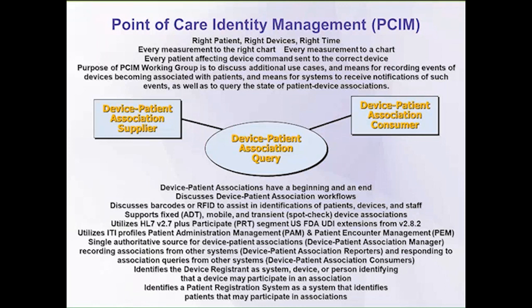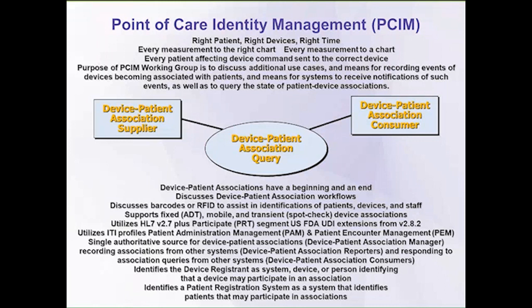We do make use of an extension to HL7 version 2.6, the participate segment. It gives us a better association definition, so we know the person, we know how they're participating, we know device information, and we also extend that out to HL7 2.8.2 for the new FDA Universal Device Identification information, so we can carry that information along in the communication.